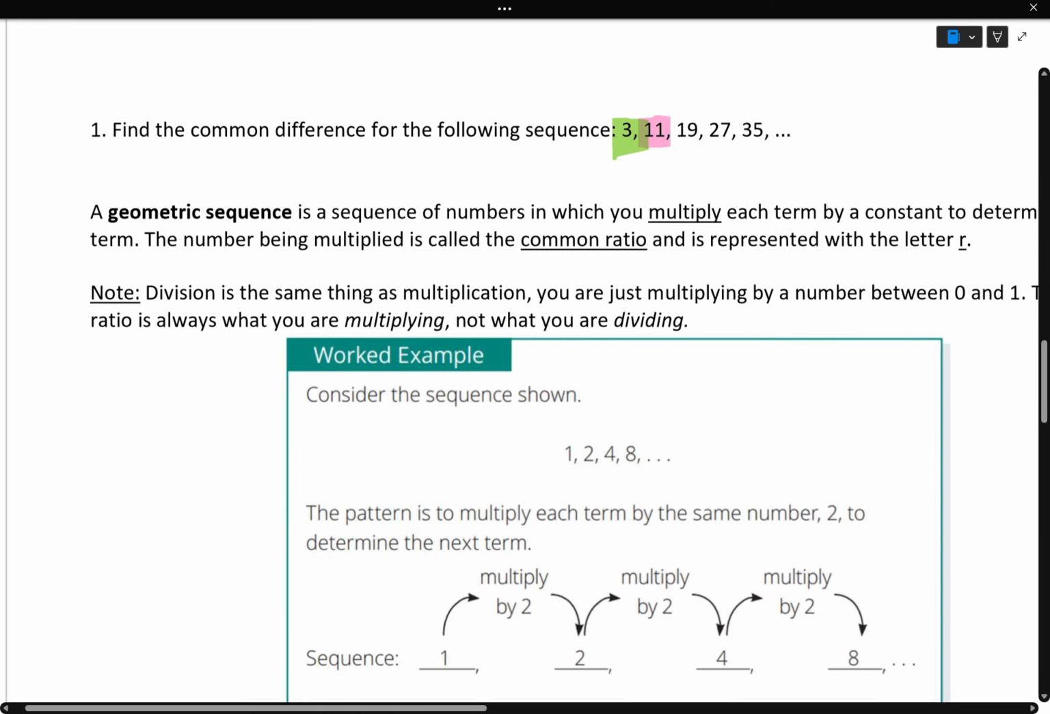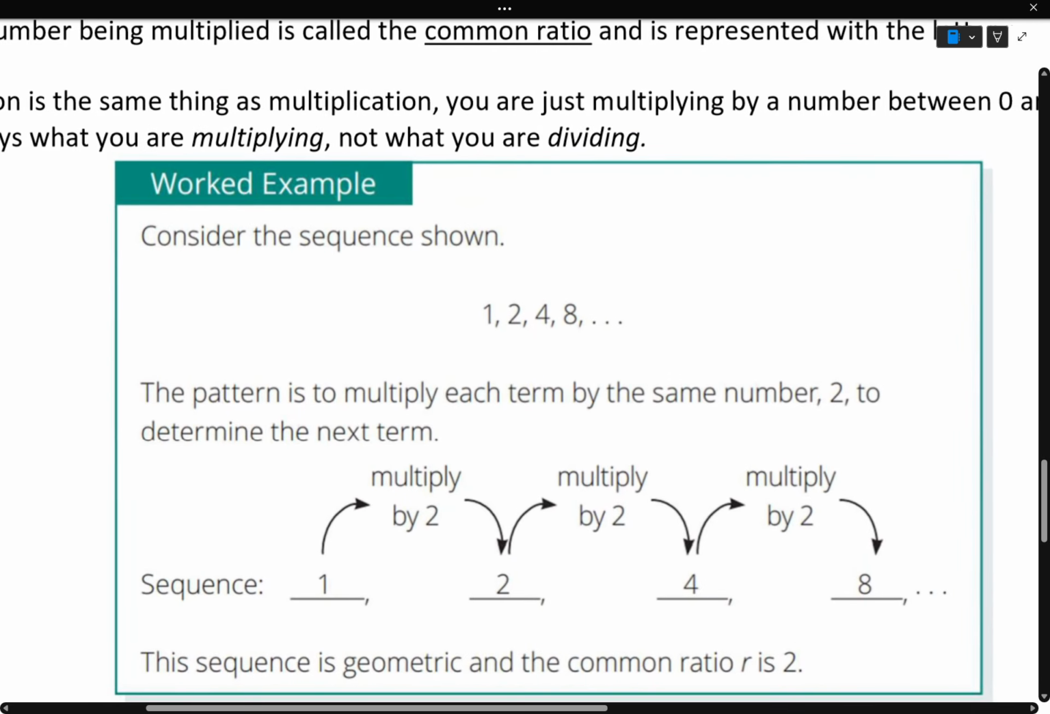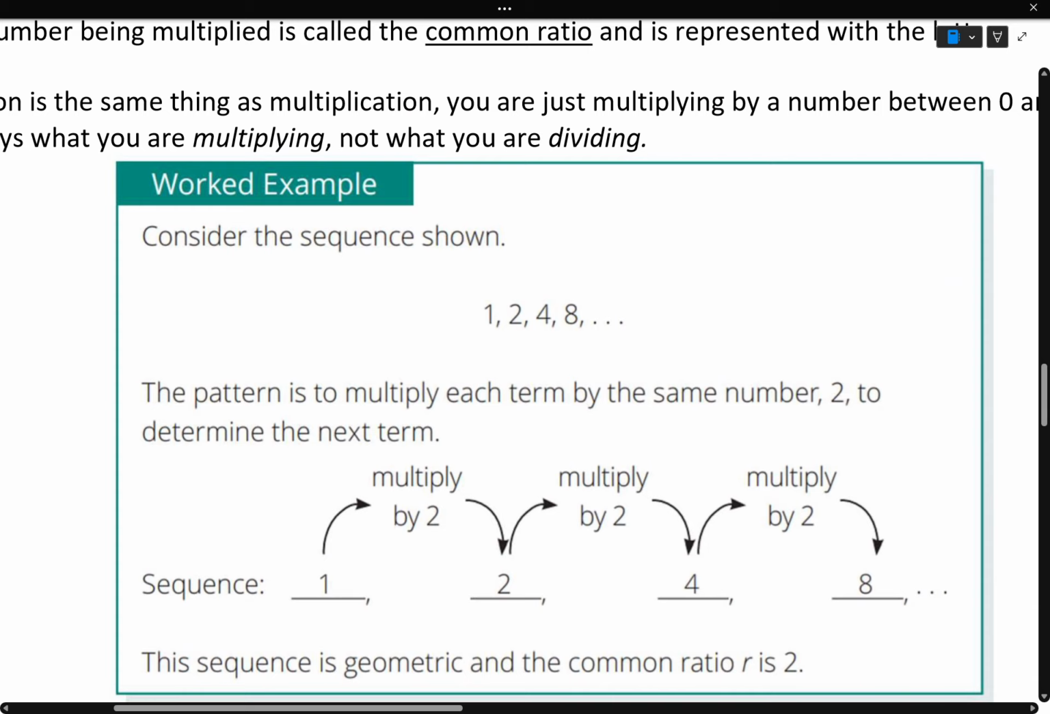All right, so for example, here we have 1, 2, 4, and 8. We're multiplying each term by 2. The common ratio is 2.